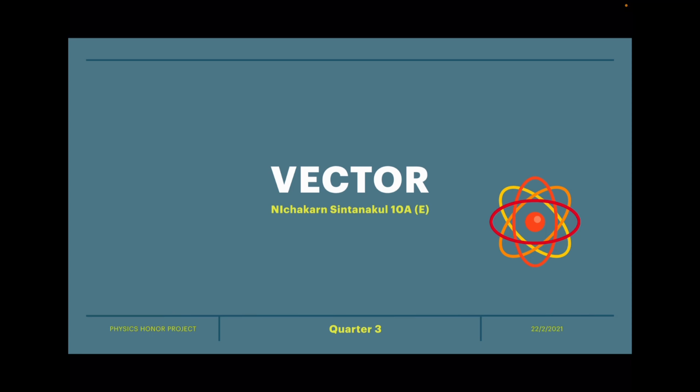So today I'm going to teach about vectors. I'm going to teach how to add and subtract vectors in many different methods. So what is a vector? A vector in physics is a quantity that has both magnitude and direction. The examples of vectors are displacement, velocity, position, force, and torque.